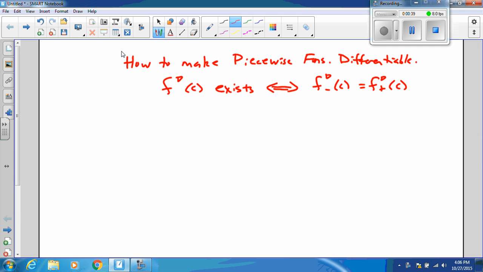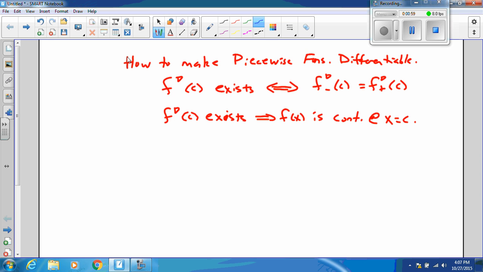We also learned in class today that differentiability implies continuity. So if f prime of c exists, that means that f of x is continuous at x equals c.